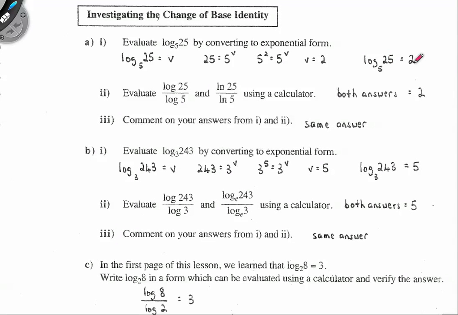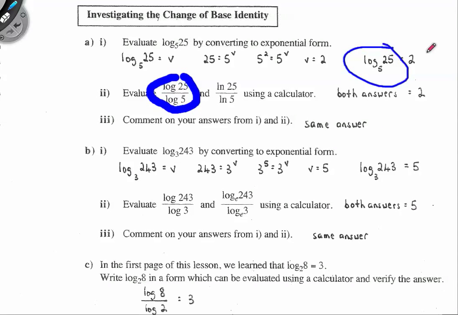If we evaluate on our calculator log of 25 divided by log of 5, and even ln 25 divided by ln 5, we find that our answers are 2. Notice the similarity between this and what we have over here. We have log 25 base 5, but that actually equals log 25 divided by log of the base. So we can actually interchange these two expressions.